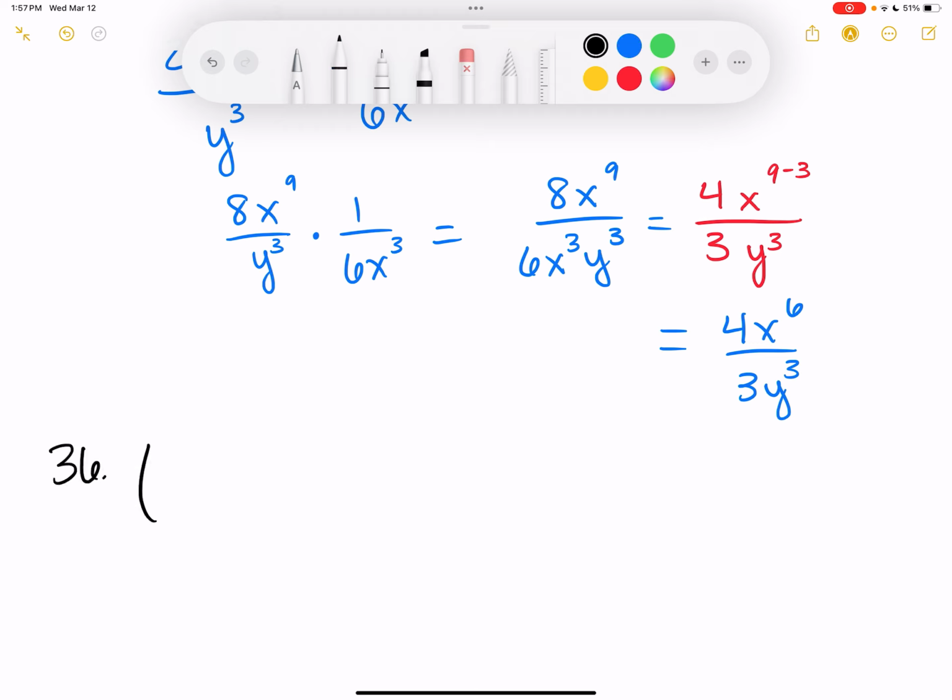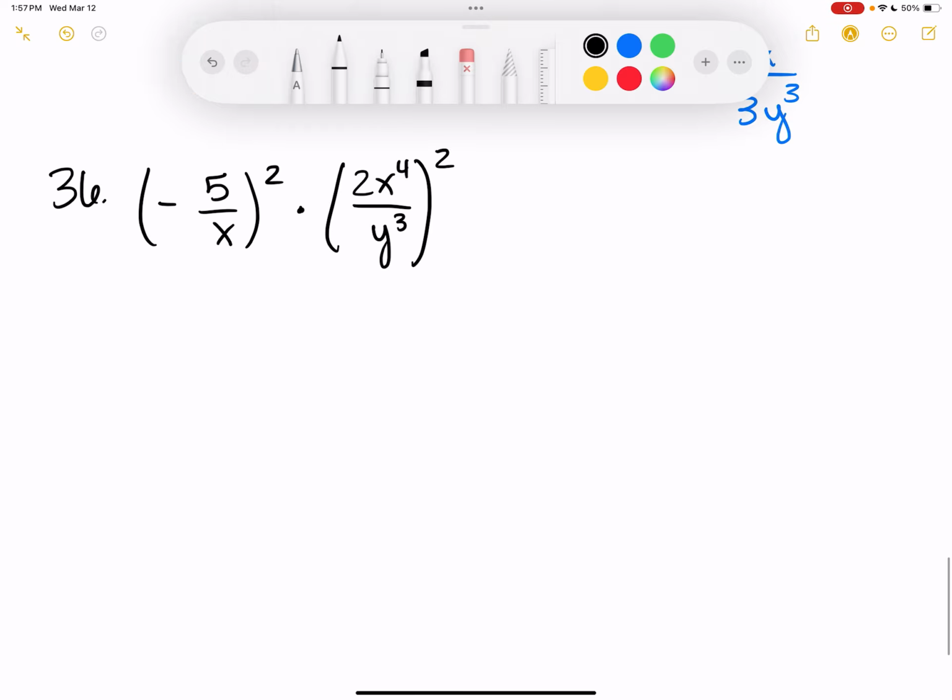Number 36. Negative 5 over x squared times 2x to the 4th over y cubed, all squared. I'll do it by myself.